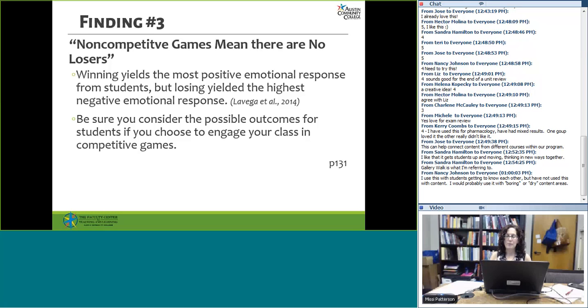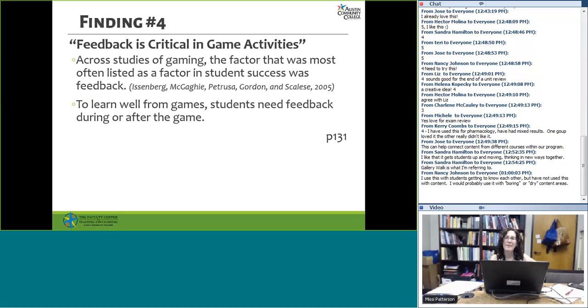So I'm wondering, are there any questions on finding one or two yet? Or three? All right, so again, these are just guides, and I think so far, a lot of these probably are intuitive. You probably have a sense of these things, but it's good to see that they're supported by the research.